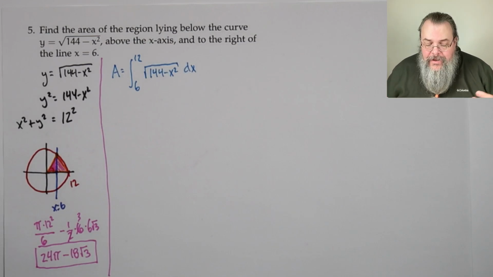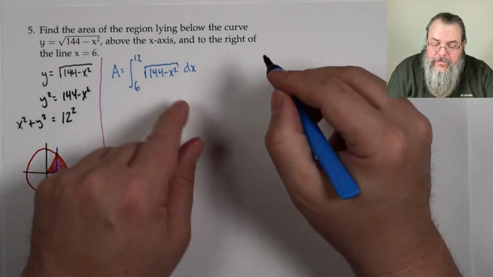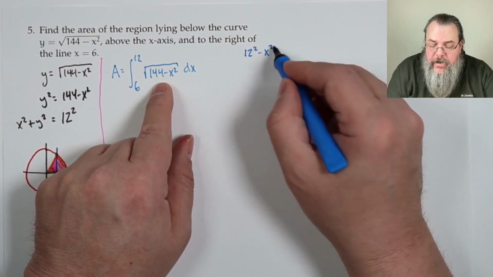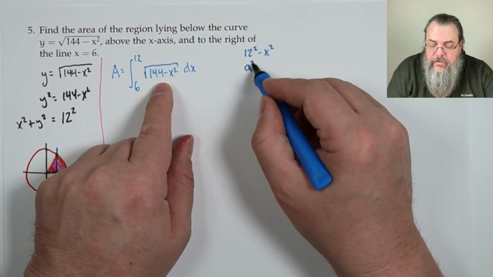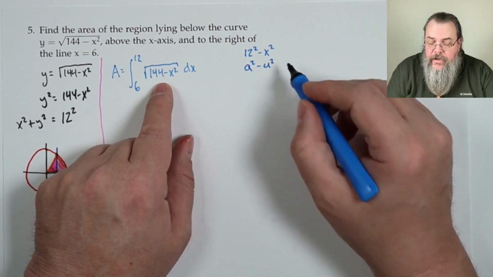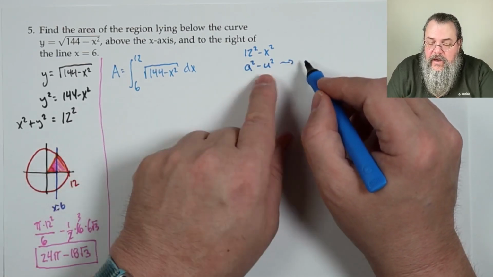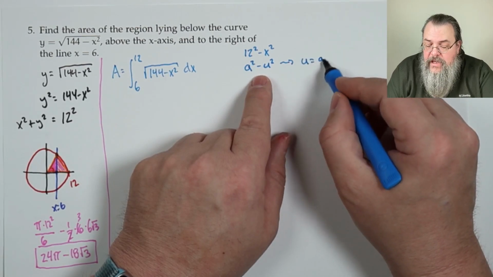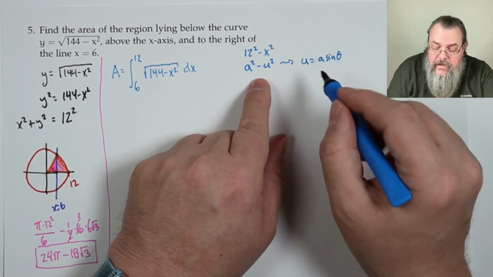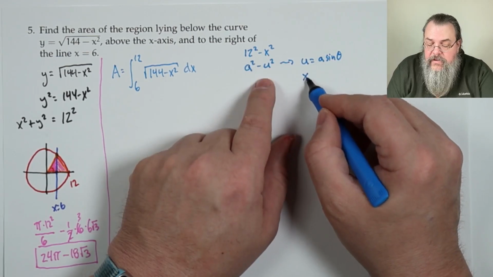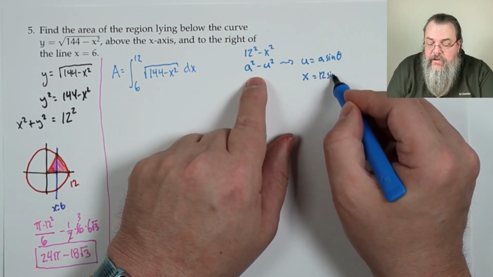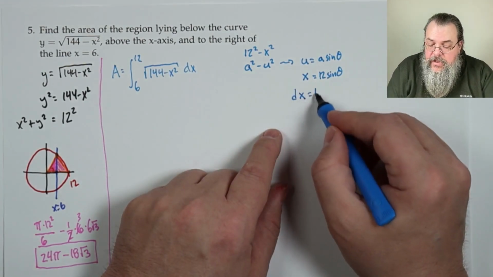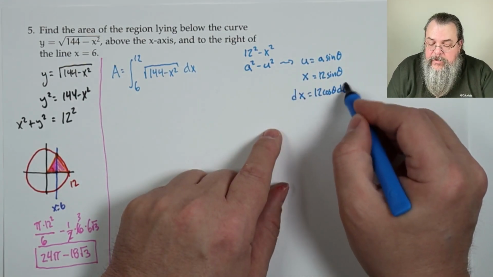All right, well, this is very similar to our first problem, so we're not going to spend a lot of time humming and hawing. So this is 12 squared minus x squared, which looks like constant squared minus variable squared, which in particular, this kind of situation says the trig substitution should be u equals a sine theta. So for us, u is x, a is 12. So that's our substitution that we want. dx will be 12 cosine theta d theta.